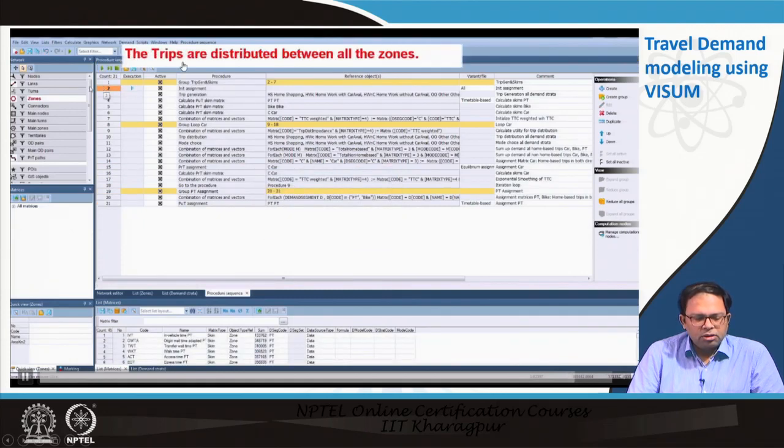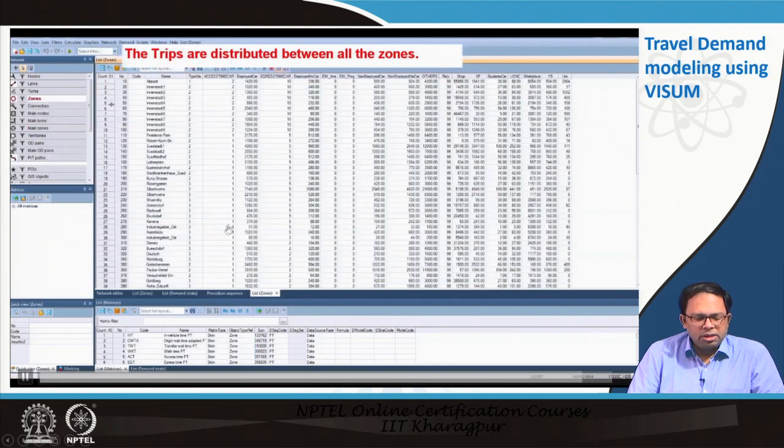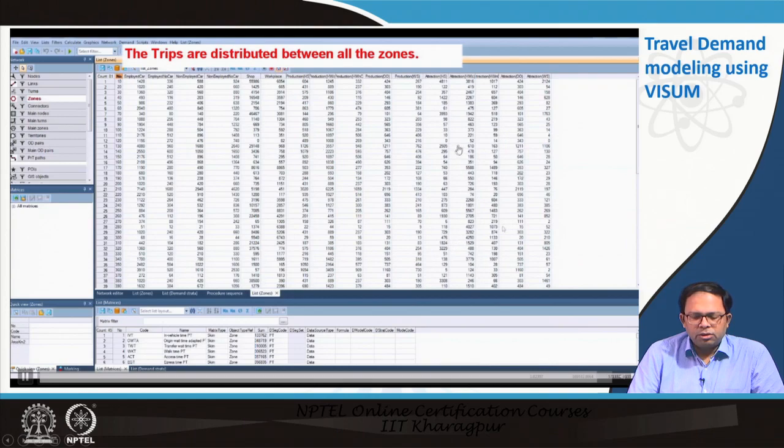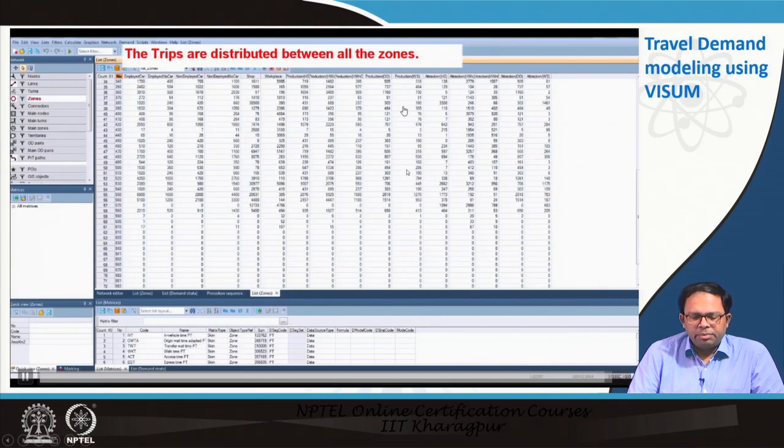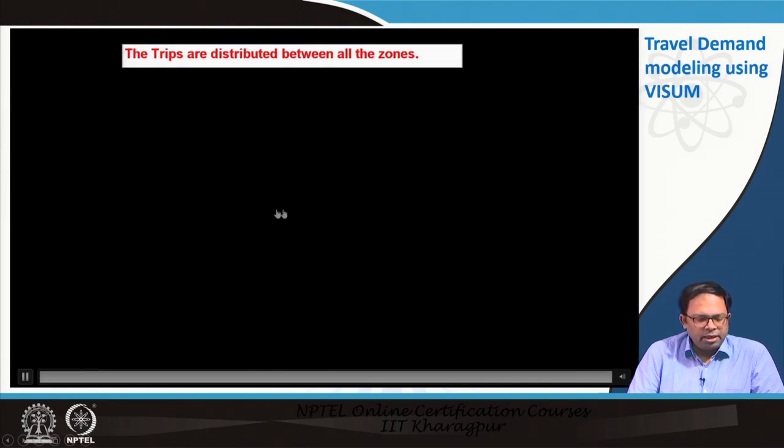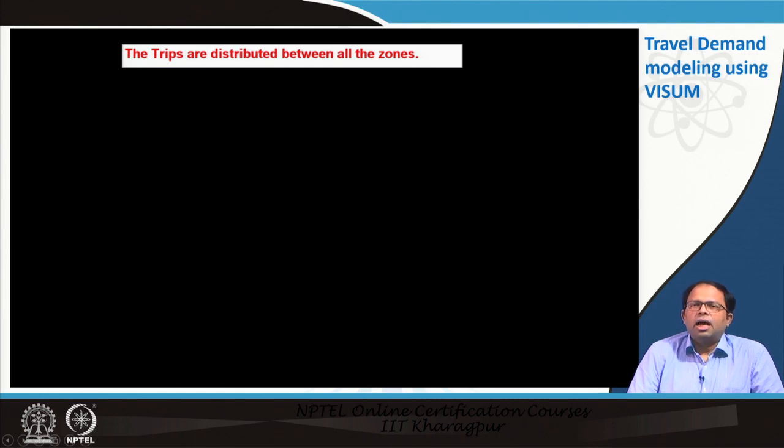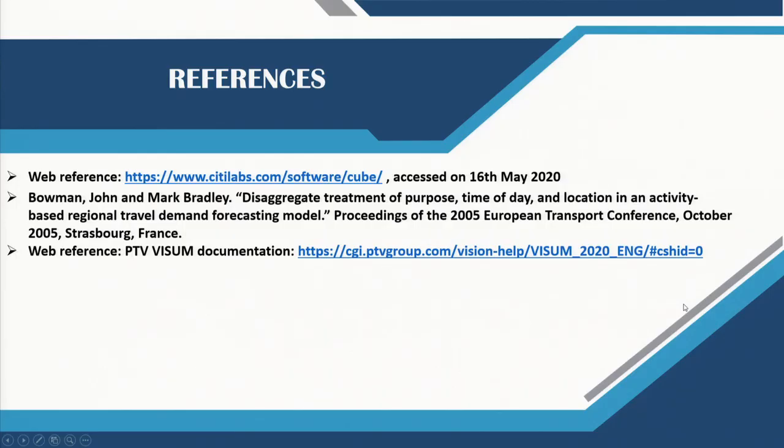So, all the zones, trips are now distributed between all zones and assignment is done. So, this actually shows we go back to the zones table, see all the trip productions, attractions are now populated, and finally, we can also see the other files as well. So, these are the references you can use.